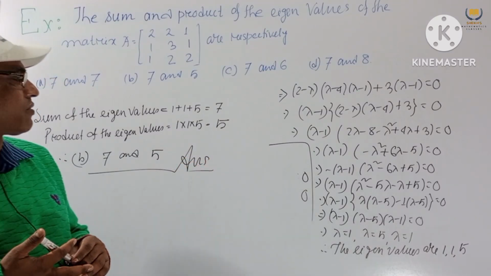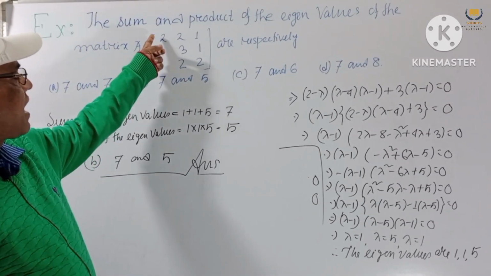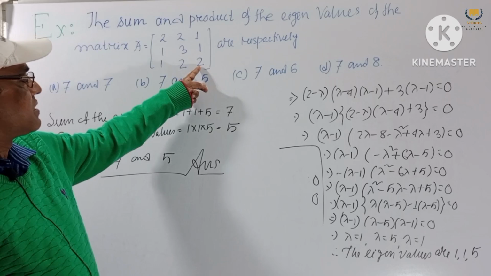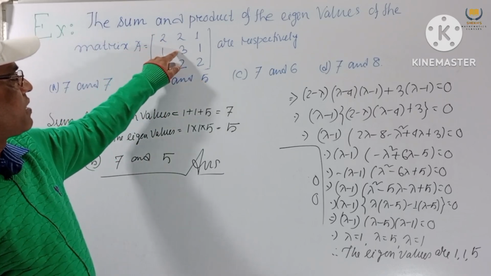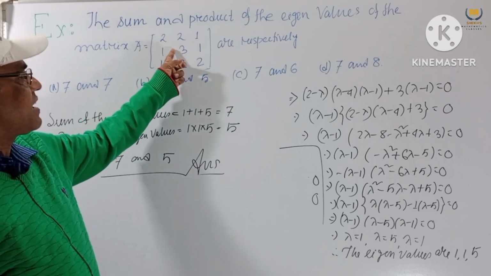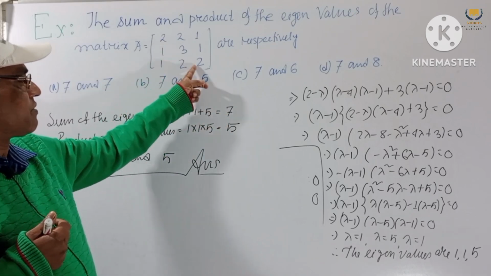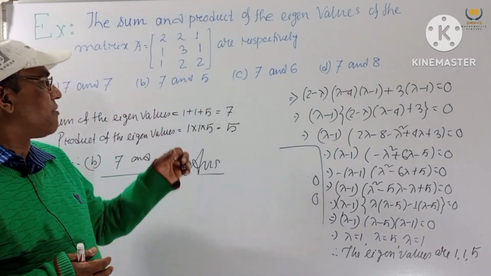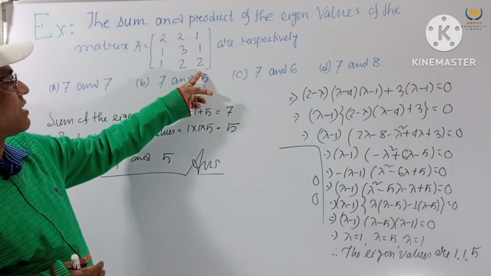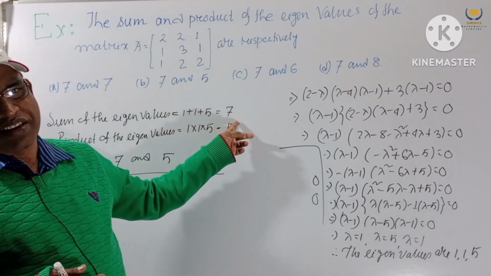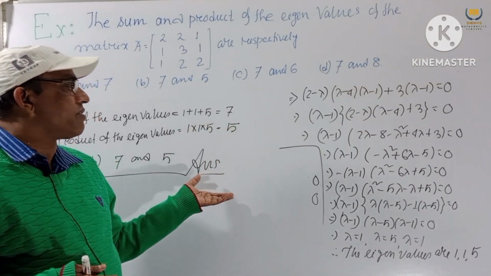Now another shortcut method we have. If the sum is given, if we add the diagonal elements, 2 plus 3 is 5, 5 plus 2 is 7. If we add the diagonal elements, then we get the sum of the eigenvalues. Sum is 7, here also we get 7. Without calculation we can write this sum. Sum of the eigenvalues, just adding the diagonal elements, we get 7, and again we get 7 here also. But the product we have to find. So this is the complete solution of the given problem.